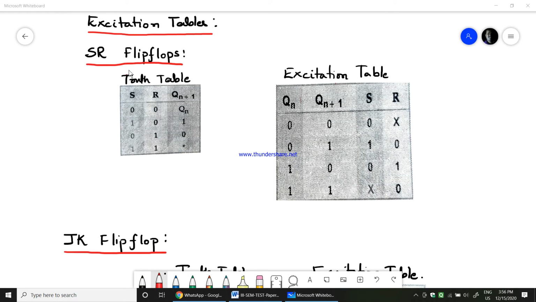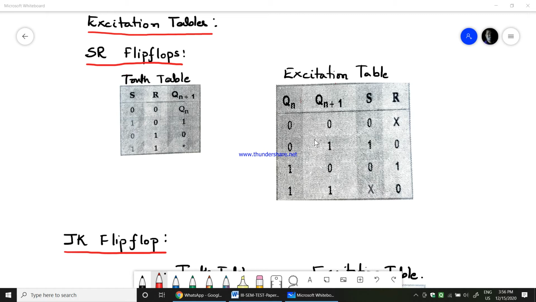Let us learn how the flip-flop excitation tables are written. For that, the first flip-flop we take is SR flip-flop. The excitation table is written based on the truth table. The benefit of writing excitation table is, further in our counters design and all, we don't go with the truth table of any flip-flops. We normally go with the excitation table of the flip-flops. So it is very important to design excitation table for any flip-flop.